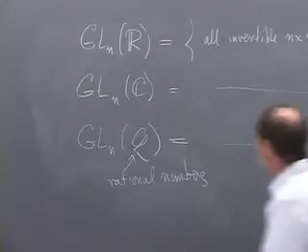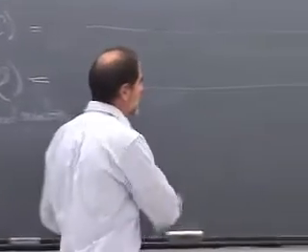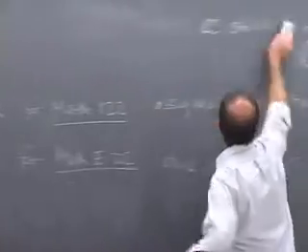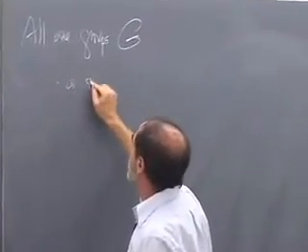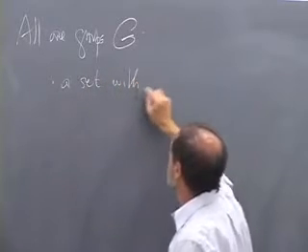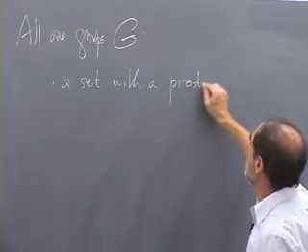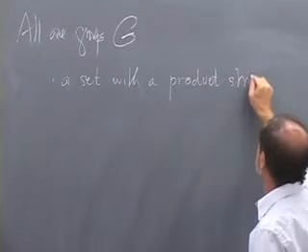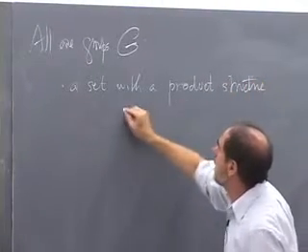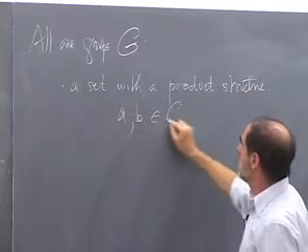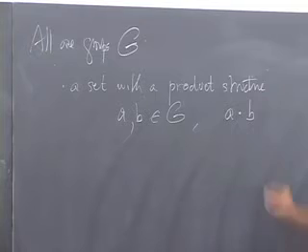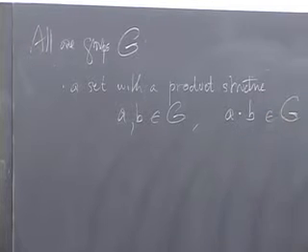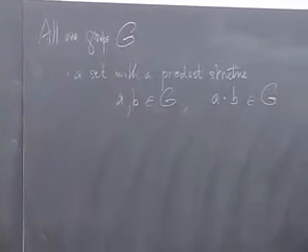And let's remember, first of all, what a group is. Having defined this, we showed that it was a group. A group G is, by definition, a set with a product structure. That means if you have two elements in the set, A and B in the group, then you get a new element, A dot B, the product of A and B, which is a new element in the group. So there has to be a product.